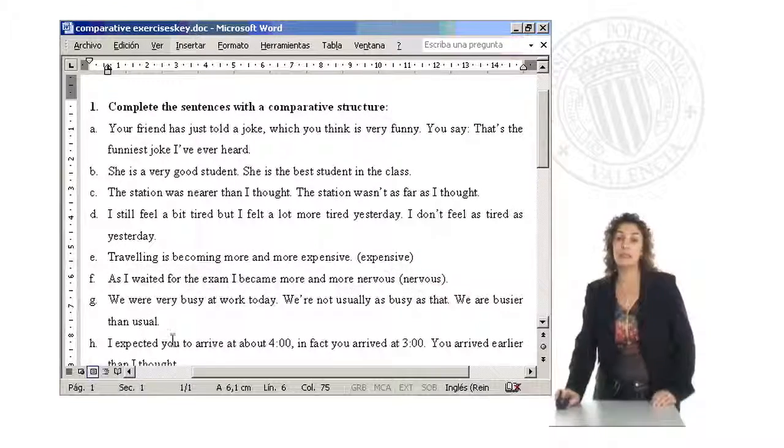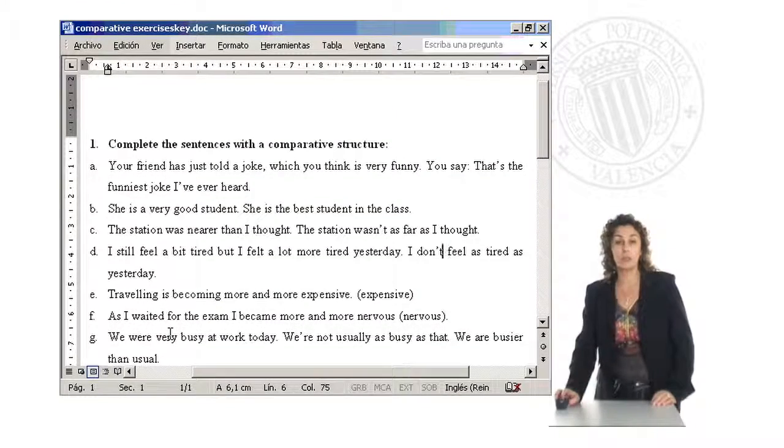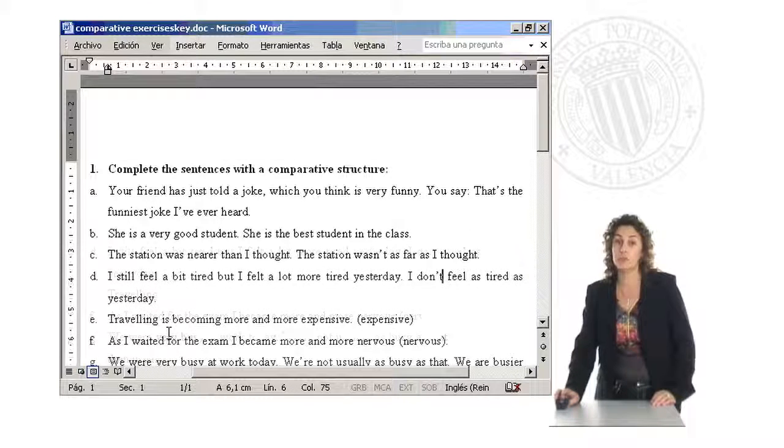Then I consider comparison is not very difficult, but you have to practice it quite a lot. So if you use all the documents you have in the intranet of the university, I think you will know quite a lot of comparison and learn how to use it when describing objects or people.